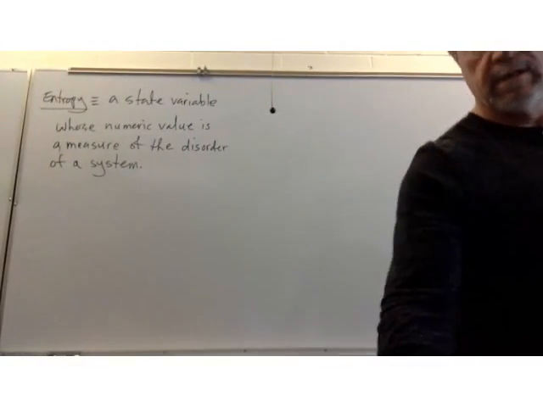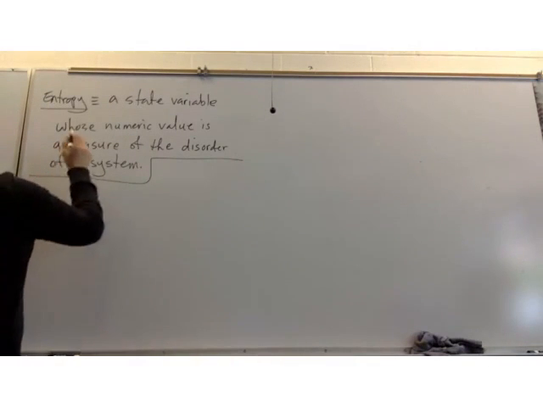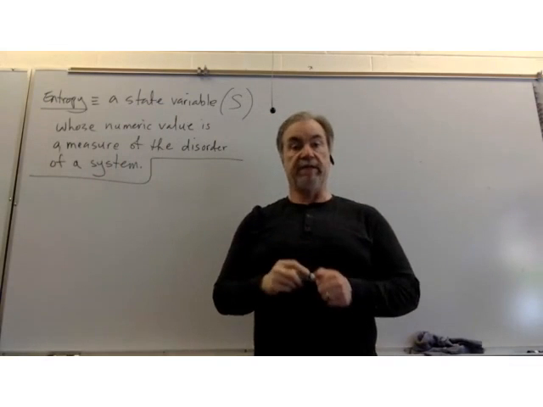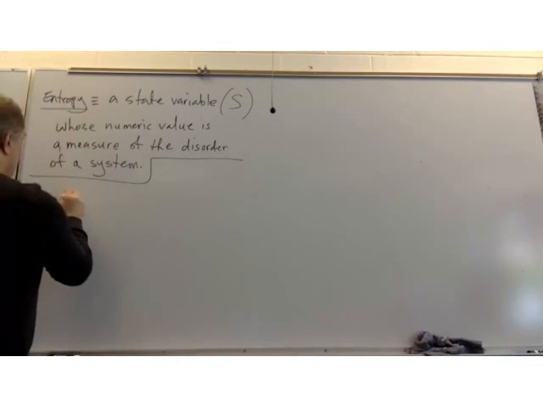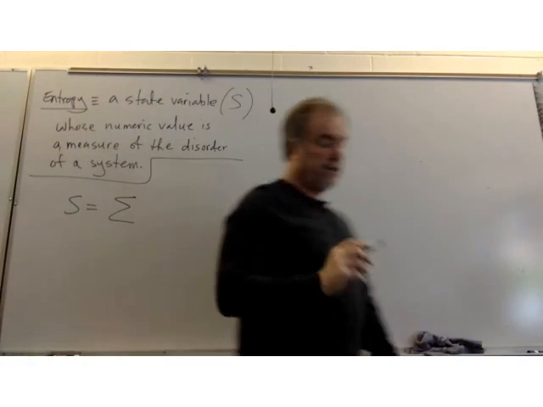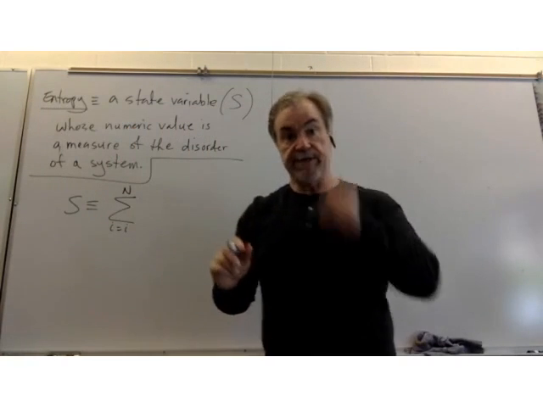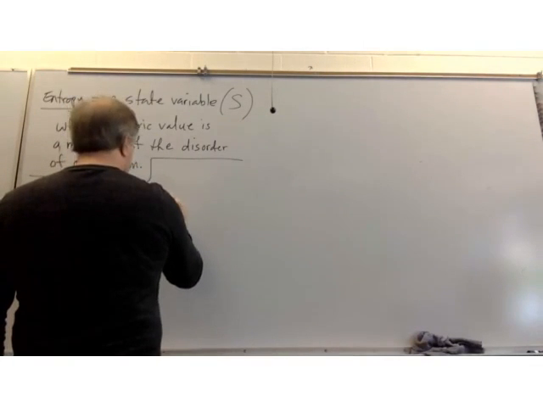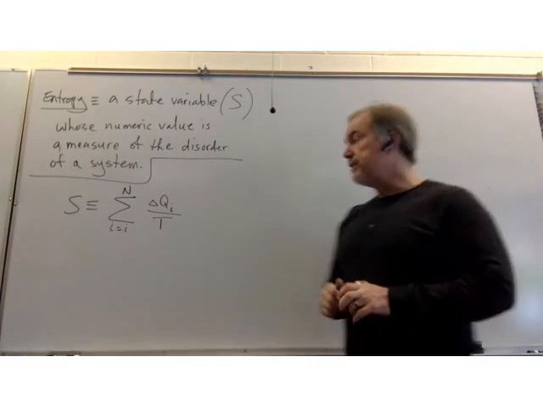The symbol given to entropy is capital S, and I don't know this for sure, but I think that it's given the symbol S because we weren't using S for anything else relevant in thermodynamics. And so S very generally, or very approximately, I should say, is defined as the sum over the number of particles that you have in your system, which you can imagine can be absolutely huge, of the change in energy of the ith particle divided by the temperature of the system.